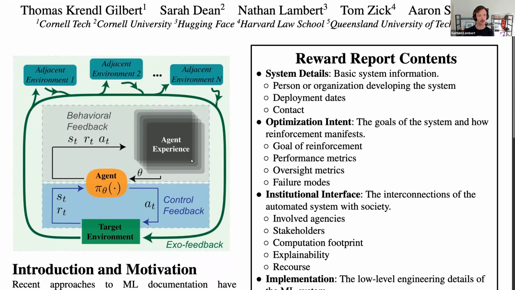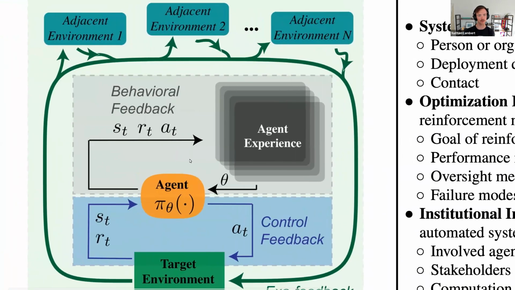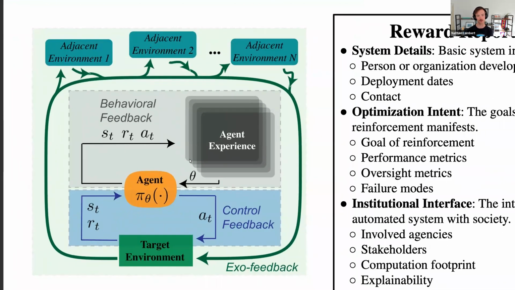On the left here, this figure may have some familiar components and some unfamiliar components. In a reinforcement learning system, there's an agent and an environment. And the notion of control feedback is a translation of a state and a reward to an action. But in reality, the agent interacts with an environment and other environments in a much more nuanced and temporal manner.